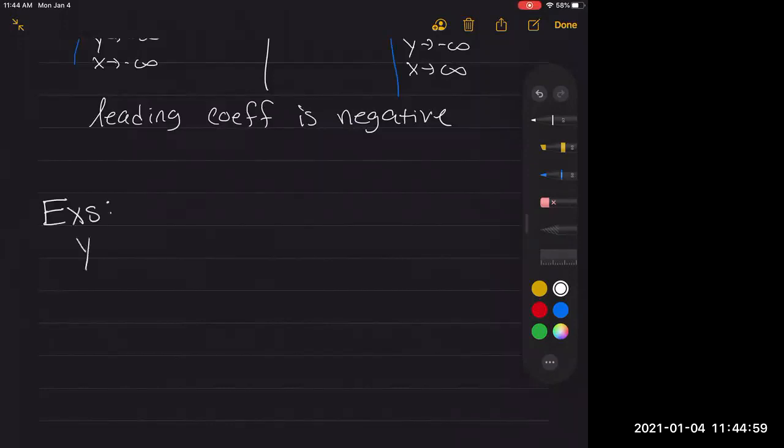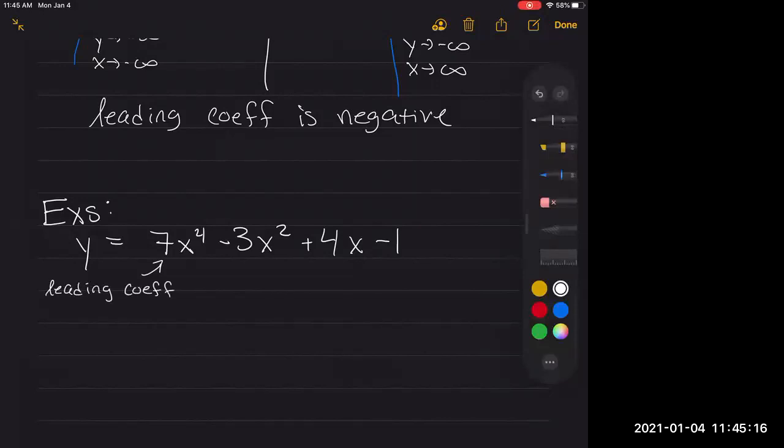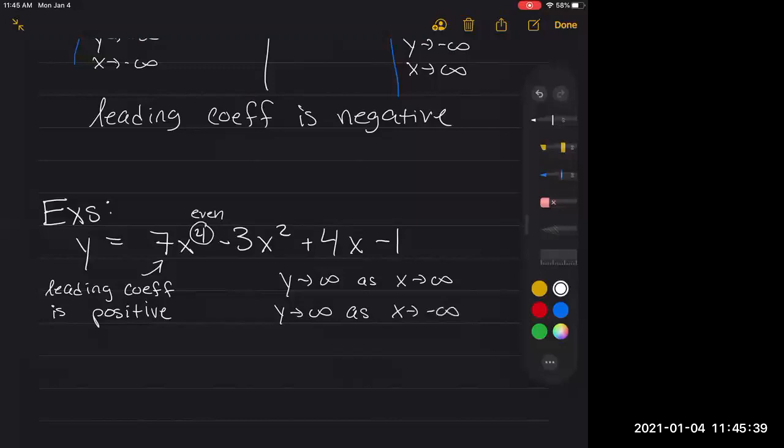Our first one will be when y is 7x to the fourth minus 3x squared plus 4x minus 1. Here our leading coefficient is positive, and it's an even degree, so it's an even polynomial. So this means that y approaches infinity as x approaches infinity, and y approaches infinity as x approaches negative infinity.